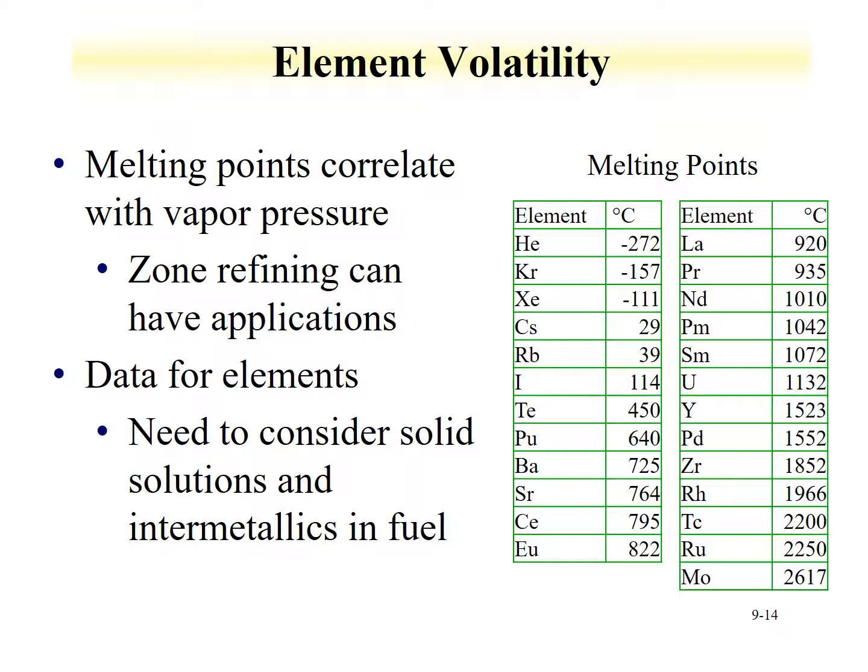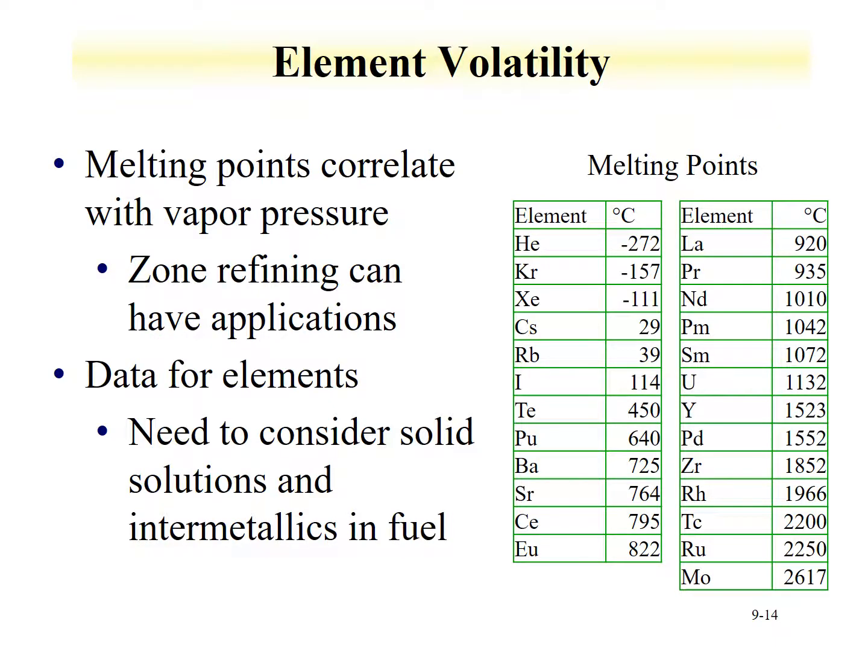Similar to the Aerox treatment of oxide fuel, metallic fuel can also be treated, and volatility can be used to separate out elements. Heating a system, obviously one would remove the noble gases readily. You can apply a vacuum and pull off some elements such as iodine. You can also use this as a zone refining technique.